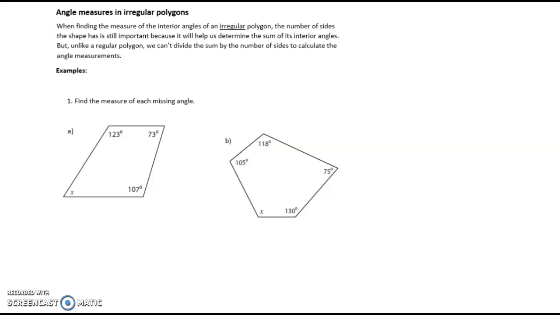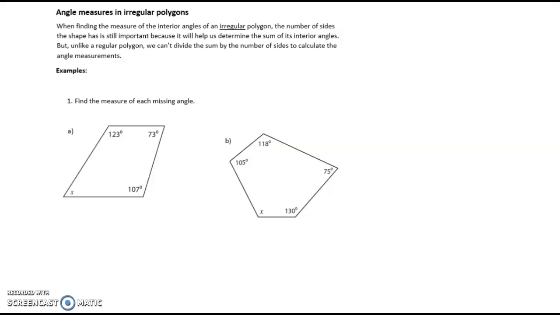So up here it says when finding the measure of an interior angle of an irregular polygon, the number of sides the shape has is still important because it will help us determine the sum of the interior angles, remember, depending on how many triangles you can make. But unlike the regular polygon, we can't divide the sum by the number of sides to calculate the angle measurements, okay?